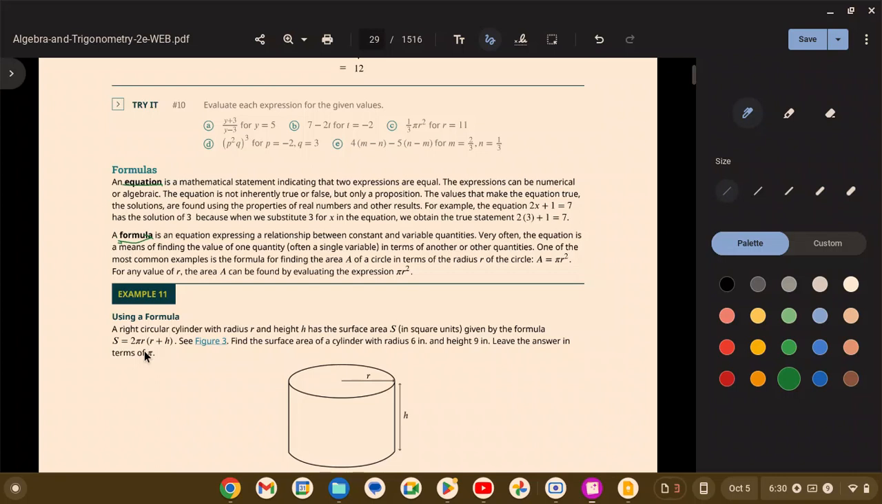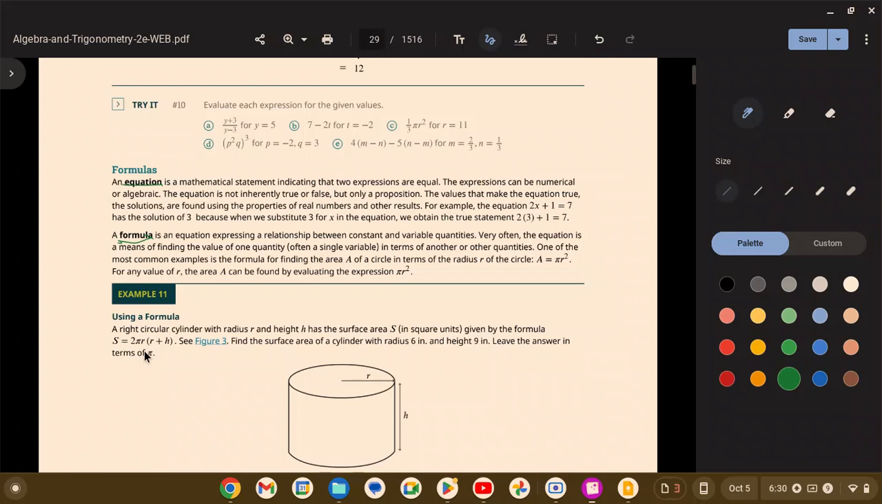One of the most common examples is the formula for finding the area, A, of a circle in terms of the radius, r, of the circle: A equals pi r squared. For any value r, the area A can be found by evaluating the expression pi r squared. Example 11. Using a formula.